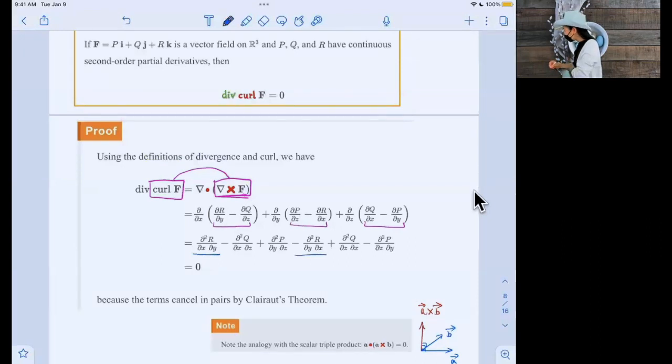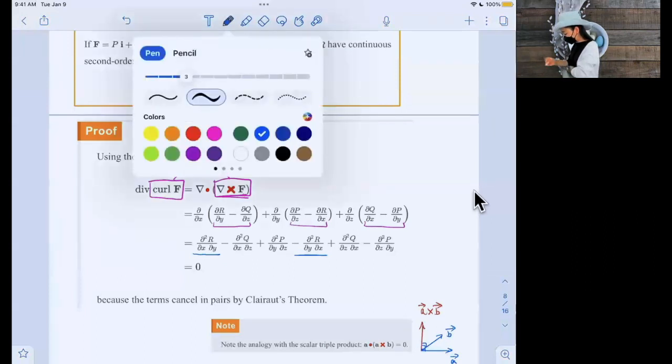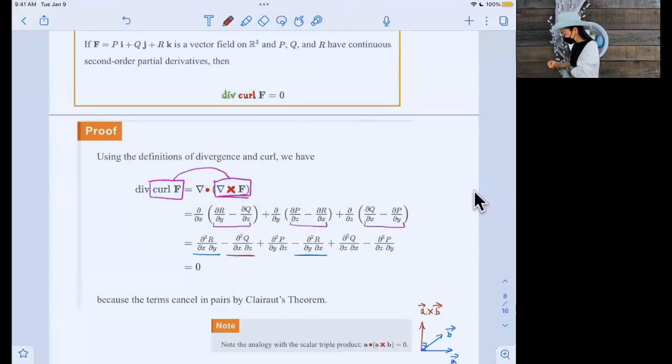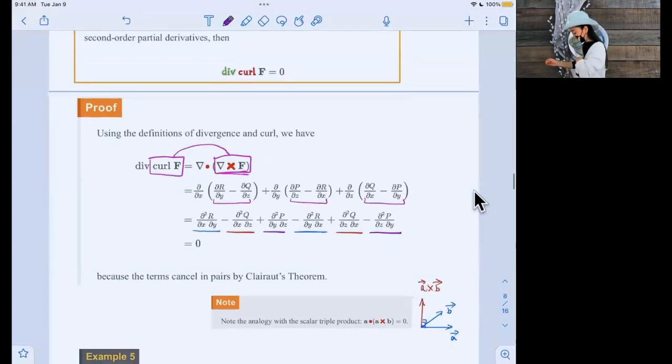Is it this one over here, right? This two. Remember by Clairaut's theorem, the order of the partial derivatives here doesn't matter, you can switch it, right? So these two actually cancel, okay? And then what else can you cancel? This one and this one here cancel. What else can cancel? This one and this one here get canceled. So the result here will turn out to be 0, okay?